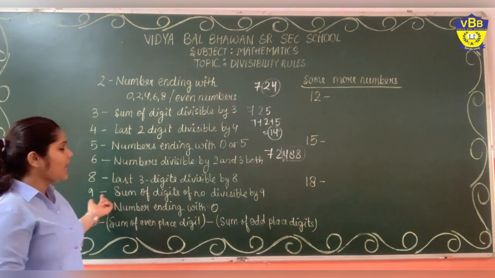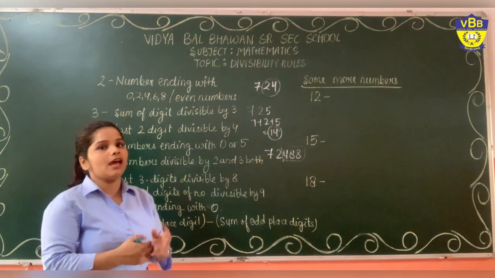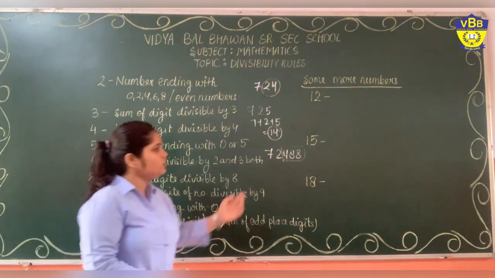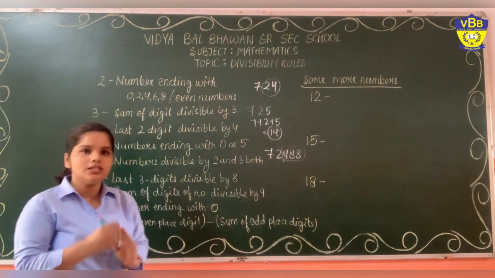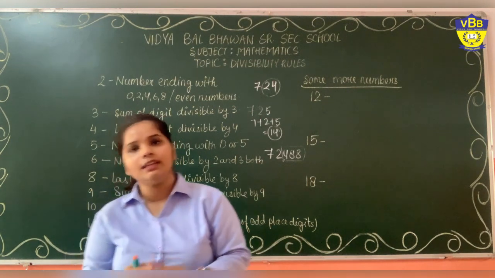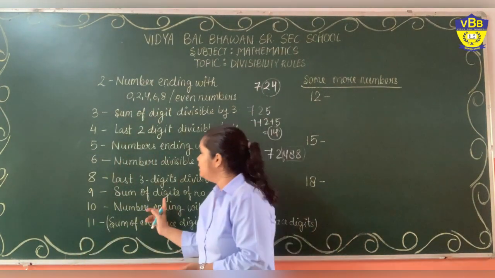For 9, it is exactly the same as 3. What to do? You need to do the sum of the digits of the given number. If the sum is divisible by 9, then that number will be divisible by 9.